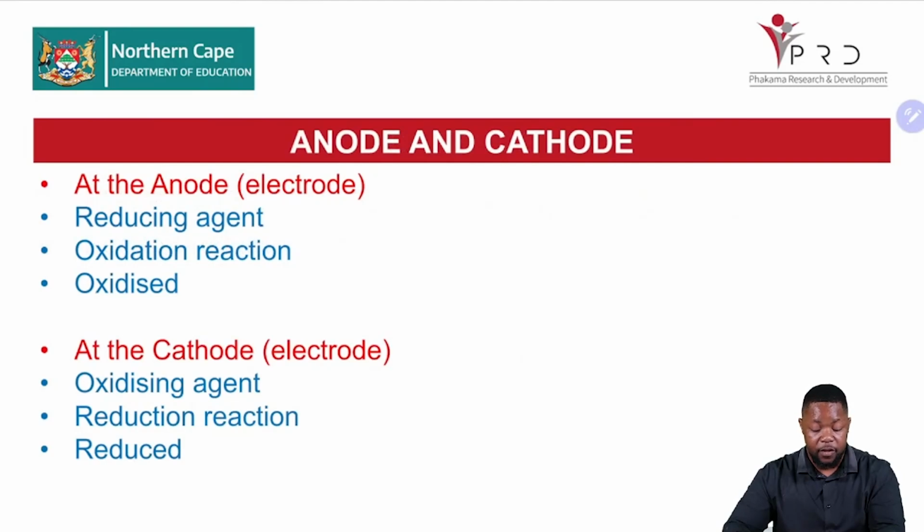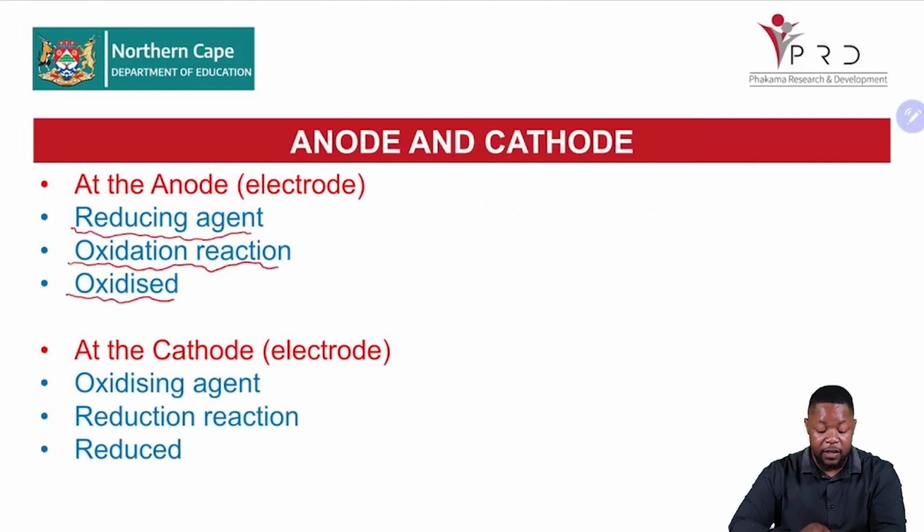Anode and cathode. We want to know what is happening at the anode and we want to know what is happening at the cathode as electrodes. Now, at the anode, we get a substance which is called the reducing agent. We know that oxidation takes place there at the anode, and the substance that is at the anode is oxidized. If I repeat, at the anode, we will get the reducing agent. The substance that is there in the anode compartment undergoes oxidation, and that substance is oxidized.